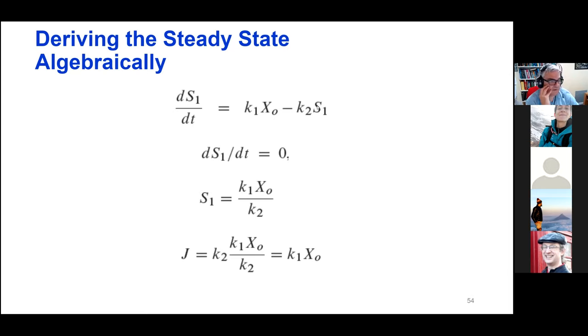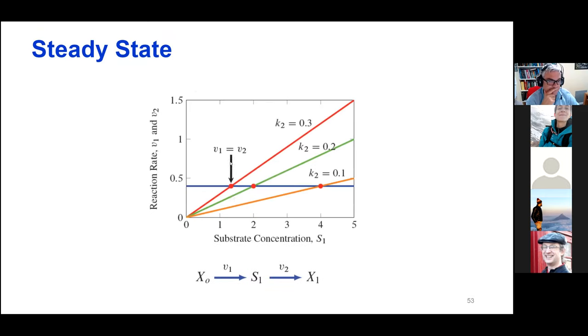Sorry, Herbert, could you explain again why V1 equals V2 is the steady state? Sure. You agree that the y-axis measures V1 and V2. Anywhere along the blue line is V1, and anywhere along the red line is V2. Where they cross, it must be the case that V1 equals V2.